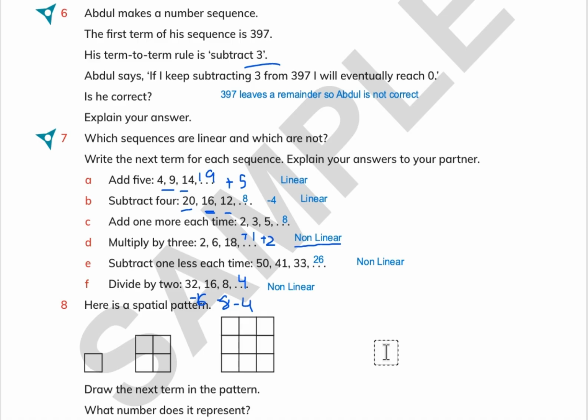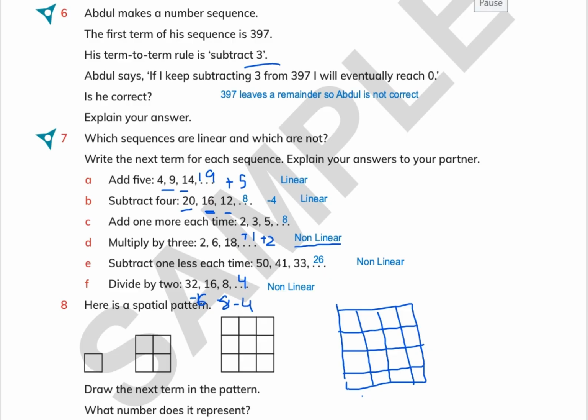Now question number 8. Here is a special pattern. You can see the pattern. This is 1 by 1. This is 2 by 2. This is 3 by 3. Draw the next term in the pattern. This is very simple. We will draw a grid of 4 by 4 squares. Let me draw it for you. Here I have drawn the next term of the same pattern. Since this is 1 by 1, this is 2 by 2, this is 3 by 3, this is 4 by 4. This is all. We are done with question number 8.